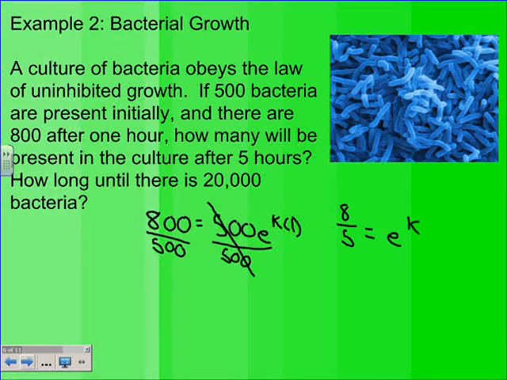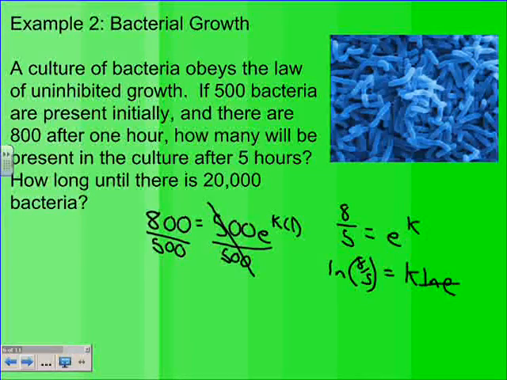Take our natural log, and this one's going to work out very nicely. The natural log of 8/5 equals k times the natural log of e. So the natural log of e goes away. So k equals the natural log of 8/5, 0.47.